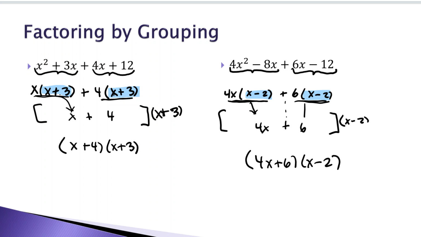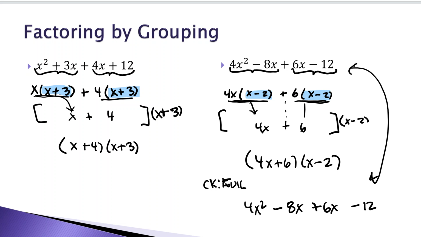And if I were to check this with FOILing, 4x times x is 4x squared. My outsides, 4x times minus 2, is minus 8x. My insides are 6 times x, which is plus 6x. And my lasts are 6 times minus 2, which is minus 12, which is exactly what I had up there. Very cool. So now let's talk about how to factor this quadratic.